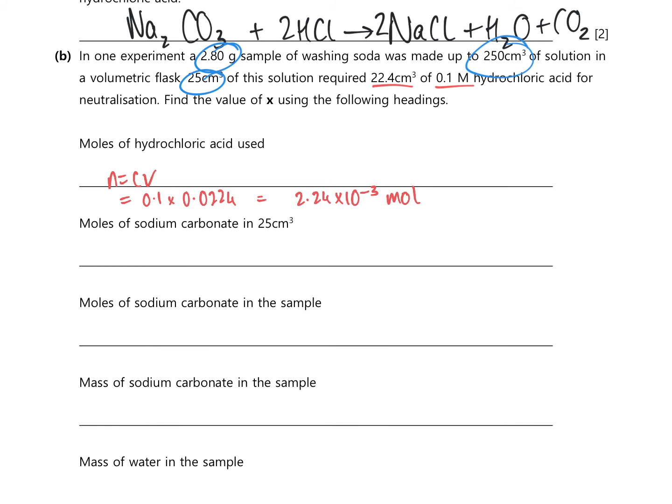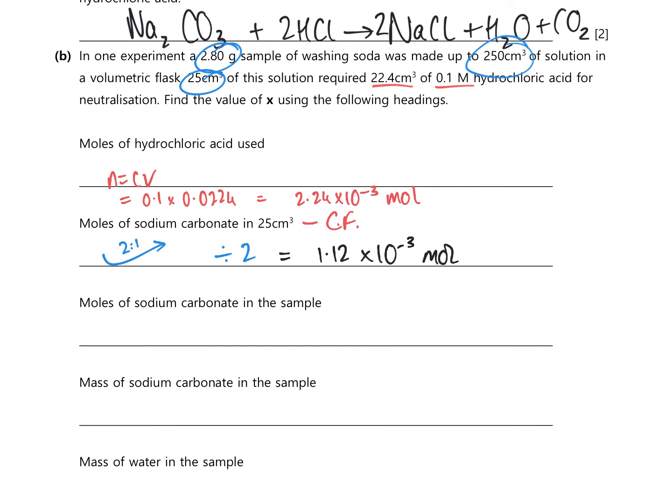Moles of sodium carbonate in 25 centimetres cubed. That is your conical flask. And we said our ratio is 2 to 1 of hydrochloric acid to sodium carbonate. So we're dividing by 2 here, and that will give us 1.12 times 10 to the minus 3 moles. Go back to your diagram if you need to understand why we're doing that. So that's essentially the number of moles of sodium carbonate in our conical flask.